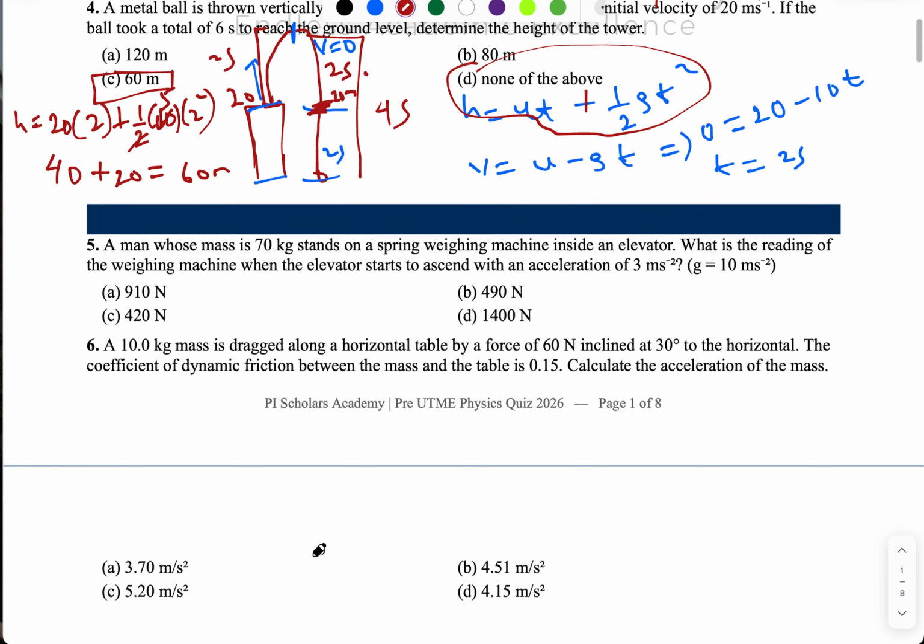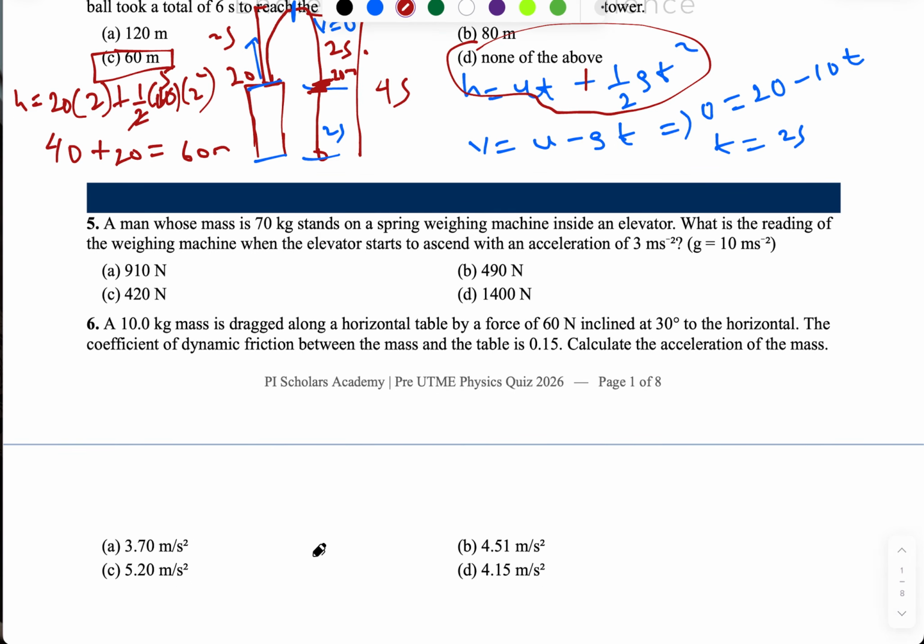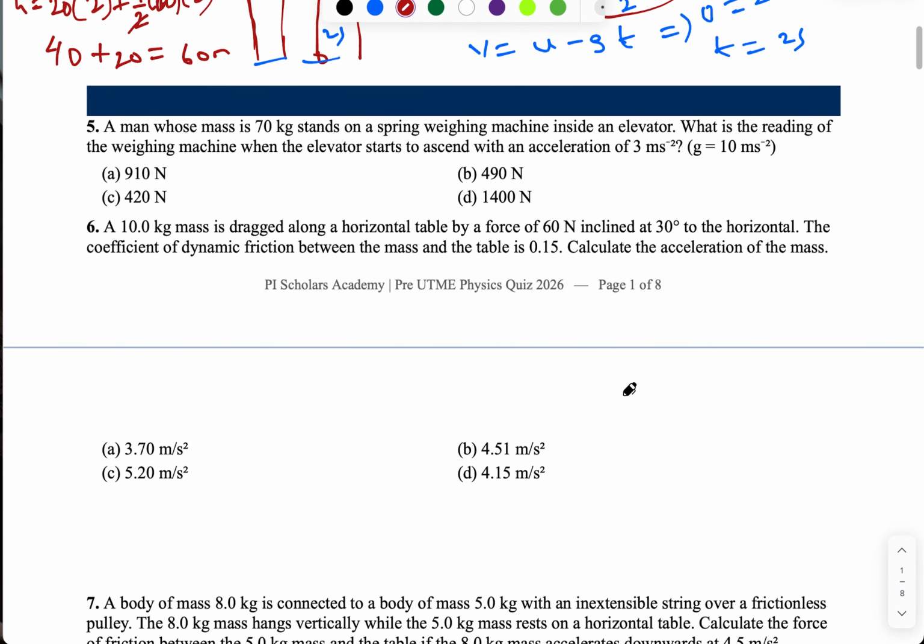Number 5 says a man whose mass is 70 kilograms stands on a spring weighing machine inside an elevator. What is the reading of the weighing machine when the elevator starts to ascend with an acceleration of 3 meters per second squared? Permit me to solve that on this page. Now, whenever you see a question like this, it's very, very easy, and you just have to assume that, okay, this is the man in an elevator.